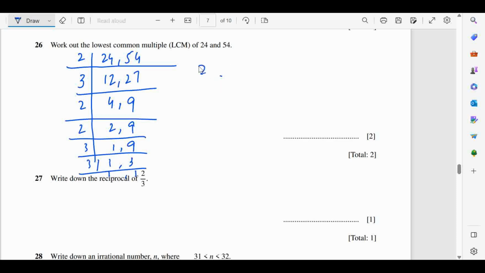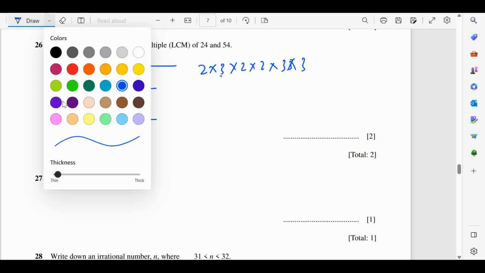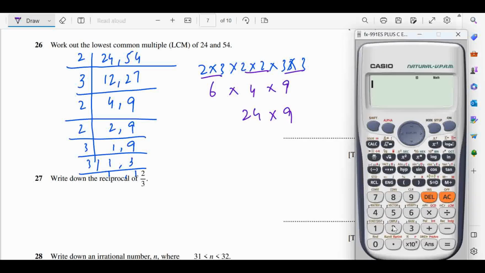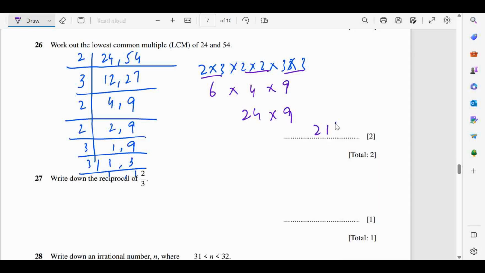So 2 multiplied by 3 multiplied by 2 multiplied by 2, then multiplied by 3 multiplied by 3. Now if you multiply these numbers, the product of these two will be 6, the product of these two will be 4, the product of these two will be 9. So 6 4s are 24, into 9. So 24 into 9 will be equal to 216. This will be the final answer. Let's move to the next one.